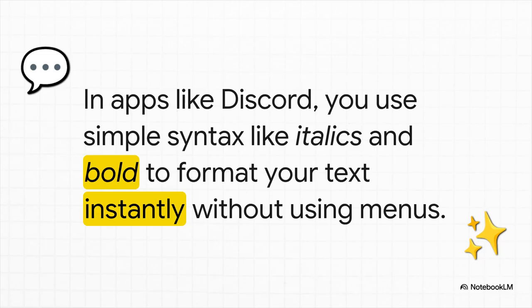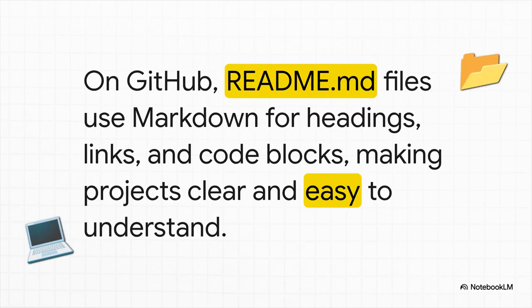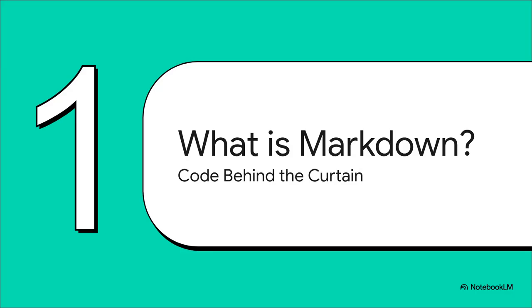It's simple, it's intuitive, and you know what? It just works. And then you see it on the more technical side of things. If you've ever found yourself on GitHub, you've seen these incredible, well-structured README files. They've got headings, links, code blocks, everything laid out perfectly. And it just goes to show that this exact same simple language is also a huge deal in the world of software development. So, what is this secret language?